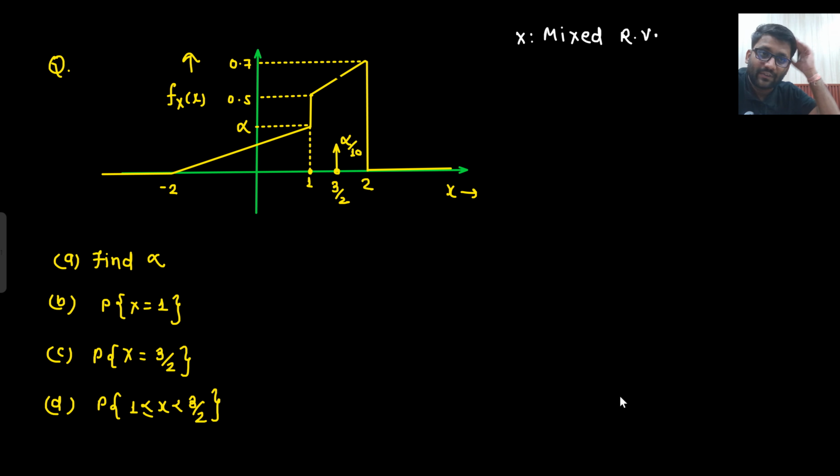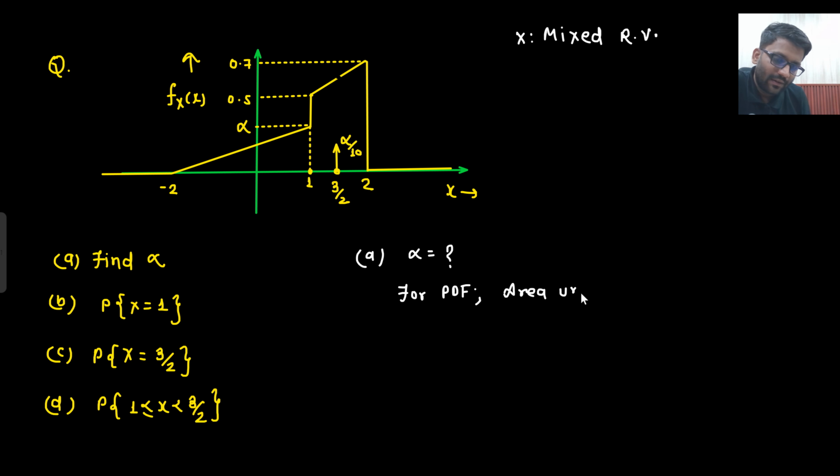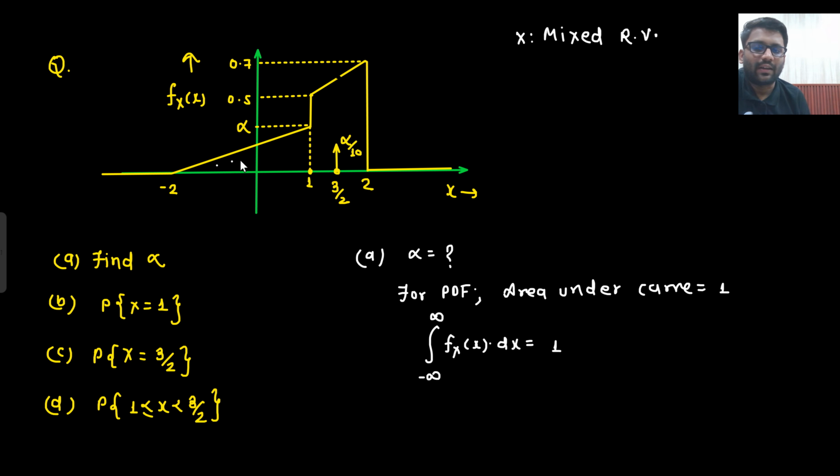First you need to find the value of alpha. What do you think? How will I find the value of alpha? I know one thing, the area under the curve will be 1. For a PDF, the area under the curve is always 1. That means from minus infinity to infinity, f_X(x) dx would be equal to 1. So we need to find this particular area, this area, this area, and then there is an impulse as well. So let's find the area.